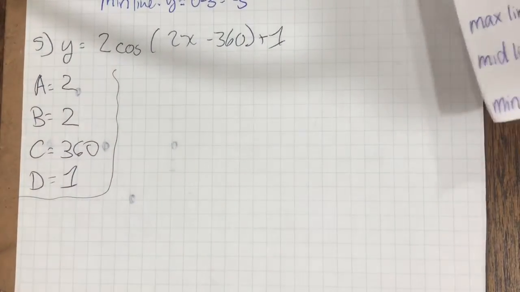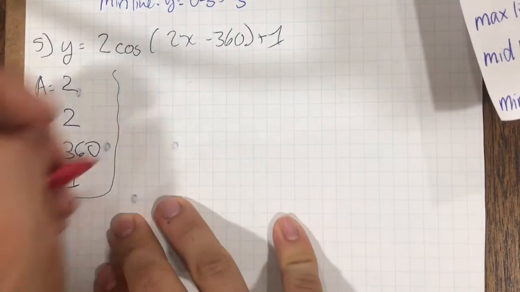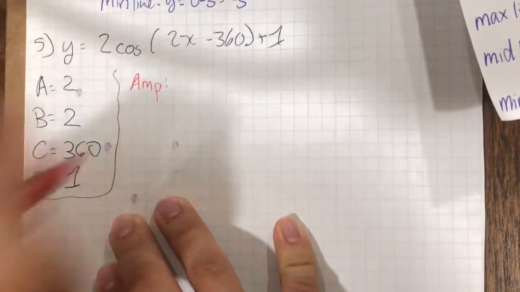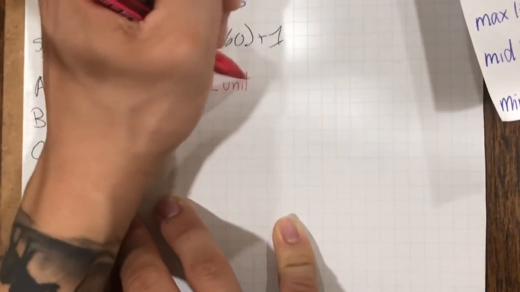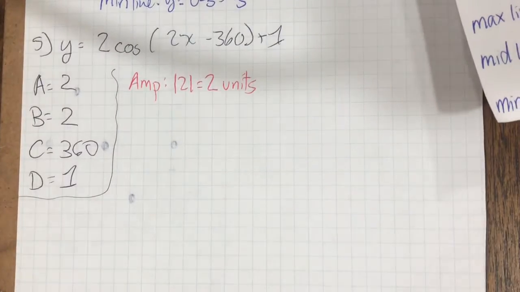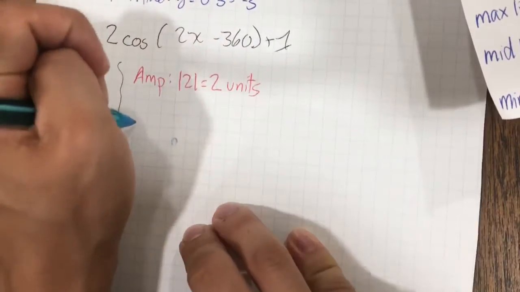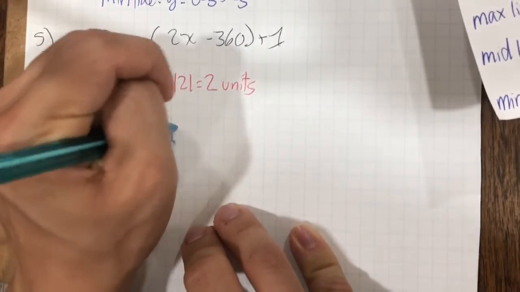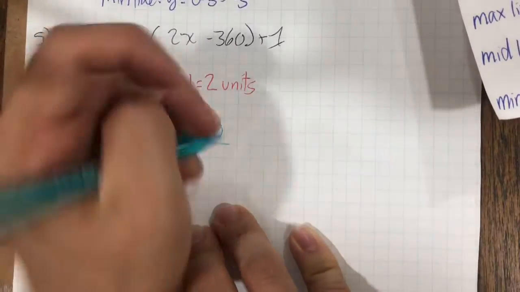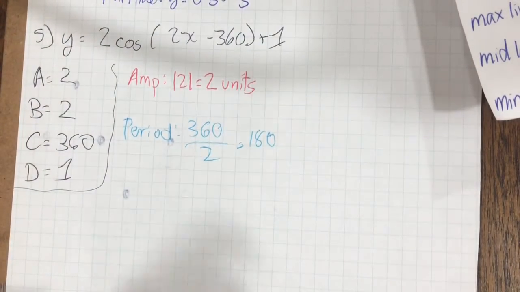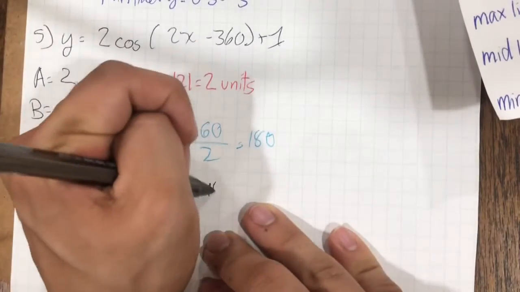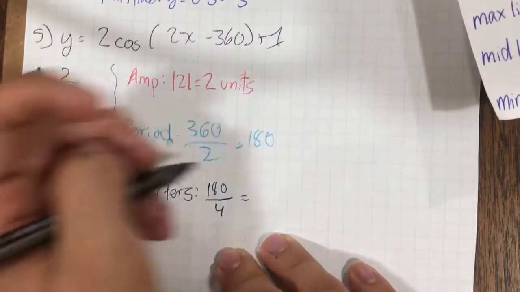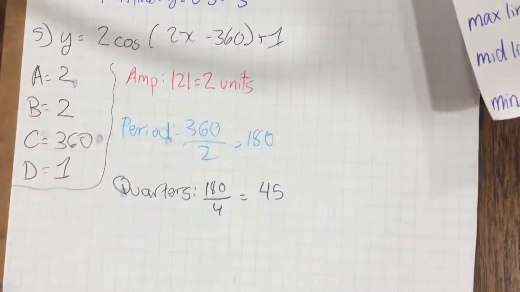So I'm going to figure out all of the information, starting with the amplitude. For the amplitude, if I take the absolute value of 2, I still end up with 2. For the period, I take 360, divide that by B, which is 2, and I should end up with 180 degrees. Now for quarters, I take 180, divide that by 4, and I should end up with 45.